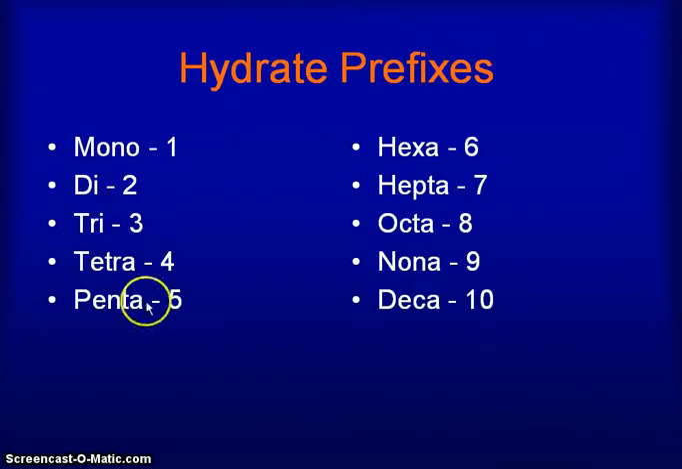Here are those prefixes that I was mentioning. Mono is 1, di is 2, tri is 3, tetra is 4, penta is 5, hexa is 6, hepta is 7, octa is 8, nona is 9, and deca is going to be 10.